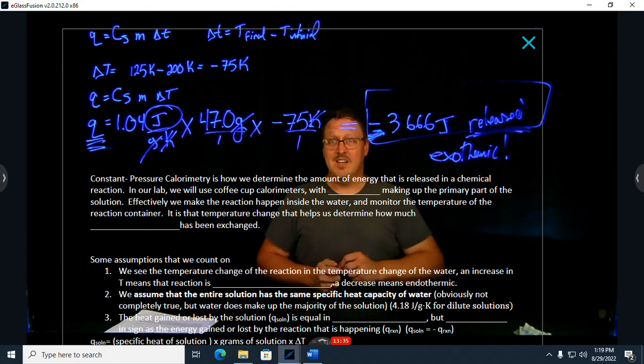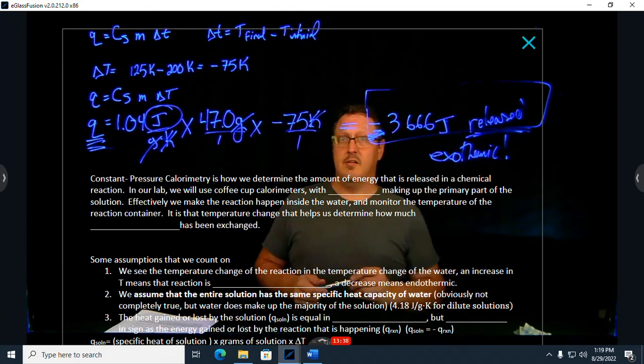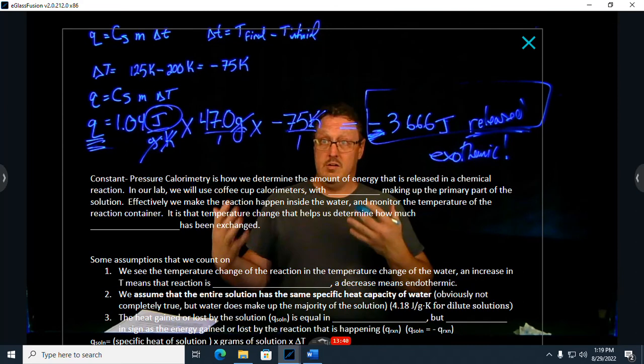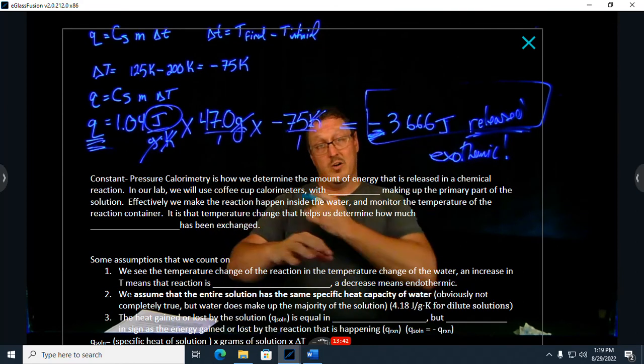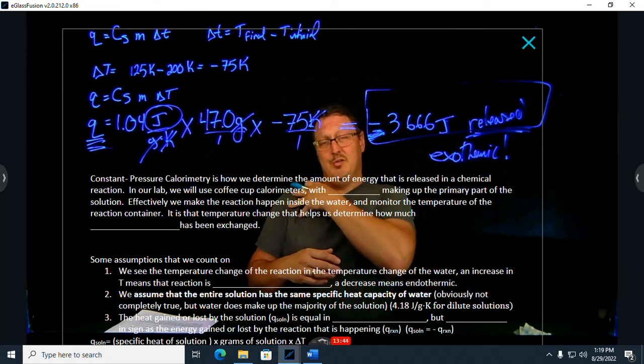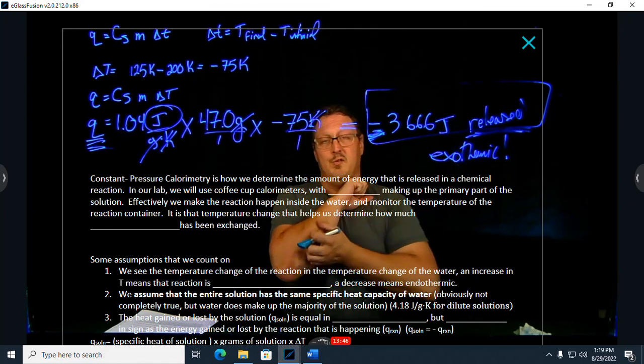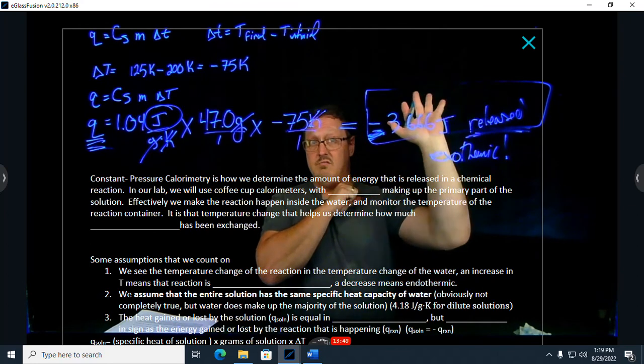So that's it. That's the basics of working with calorimetry. We're going to spend lots of time working through this in class. I think we've got a lab or two, a couple of activities that we're going to work through. So if it doesn't make sense just yet, it will in class.